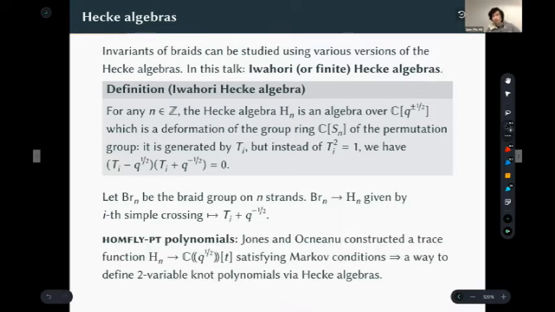All right. So how does it help us with knot invariants? Jones and Ocneanu constructed a trace function from Hn to this ring of two variables, and it satisfies the Markov conditions. So it gives us a way to define a two-variable knot polynomial via the Hecke algebra. The resulting knot invariant is called the HOMFLY-PT polynomial. It's one of the most powerful knot invariants from before people started to categorify things. So this is the story without categorification. I won't tell you precisely what this trace function is, but soon I will describe its categorification, and it actually has a very nice interpretation.